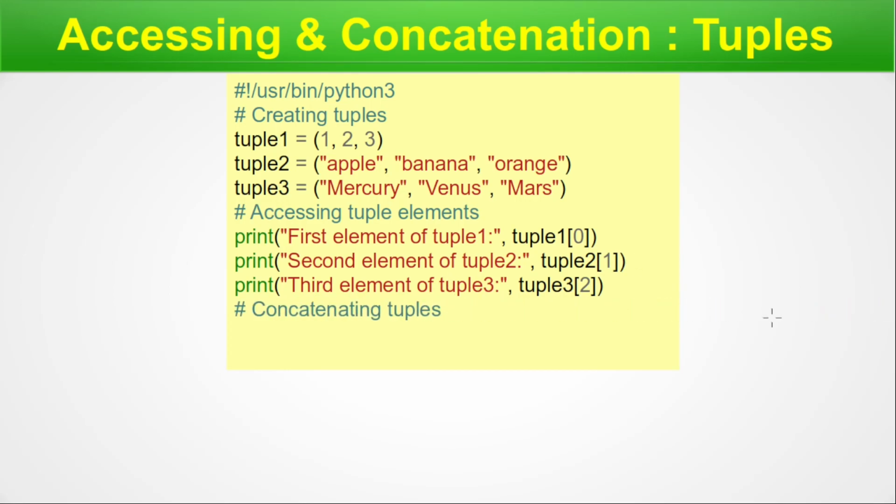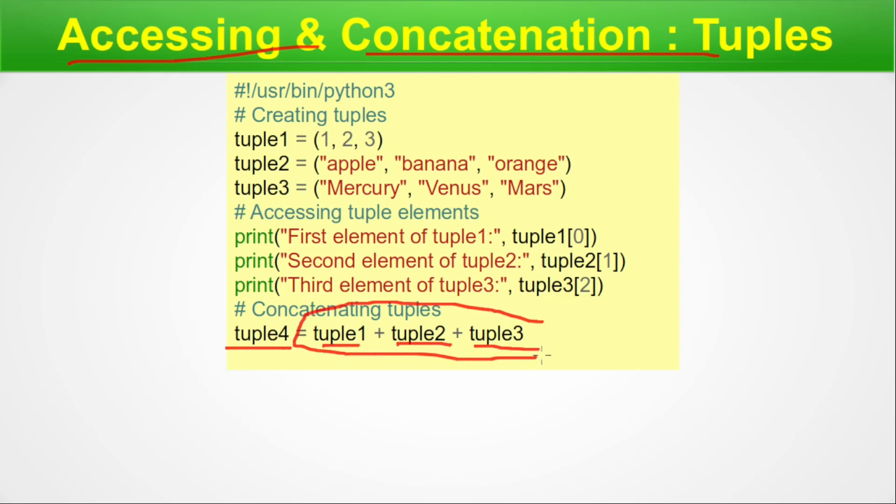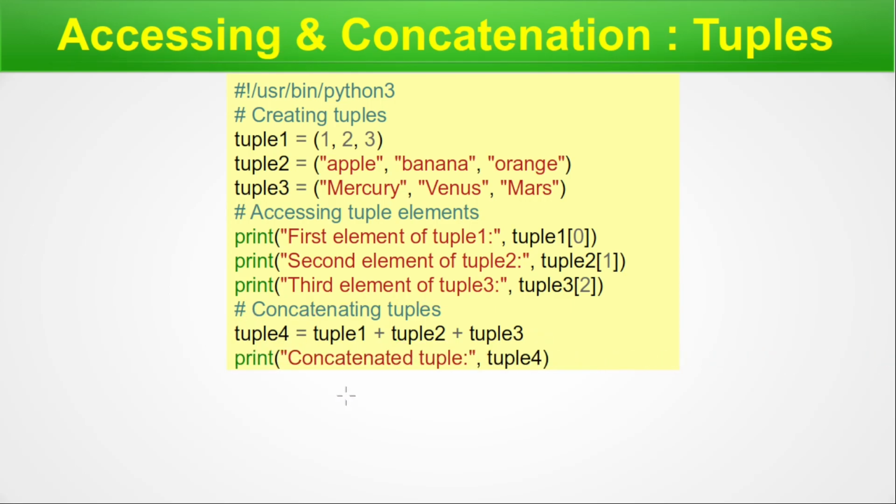Now we talk about concatenation of tuples. So first accessing is done. Now let us focus on the concatenation. Tuple 4 is equal to tuple 1 plus tuple 2 plus tuple 3. So this will concatenate, that means this will make all these tuples to pack together into another tuple, that is tuple 4. So here we print the concatenated tuple, that is tuple 4. Once we execute this code, we see the below output.